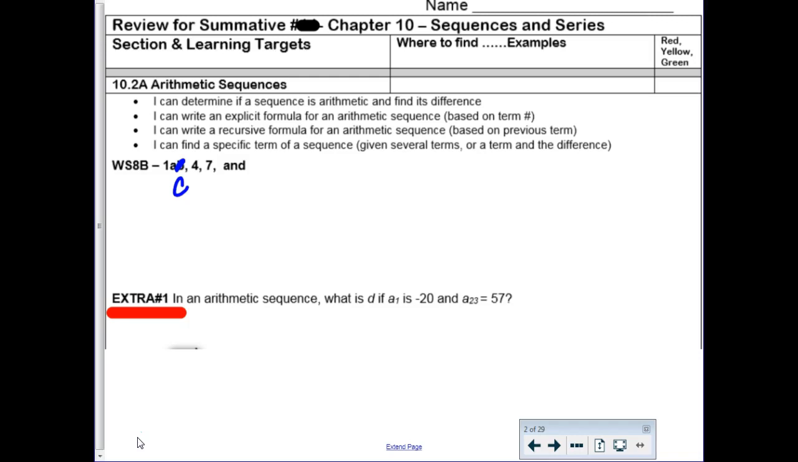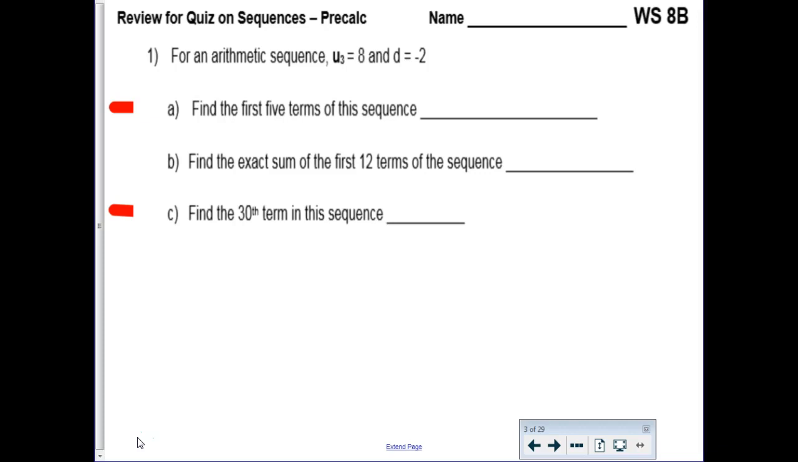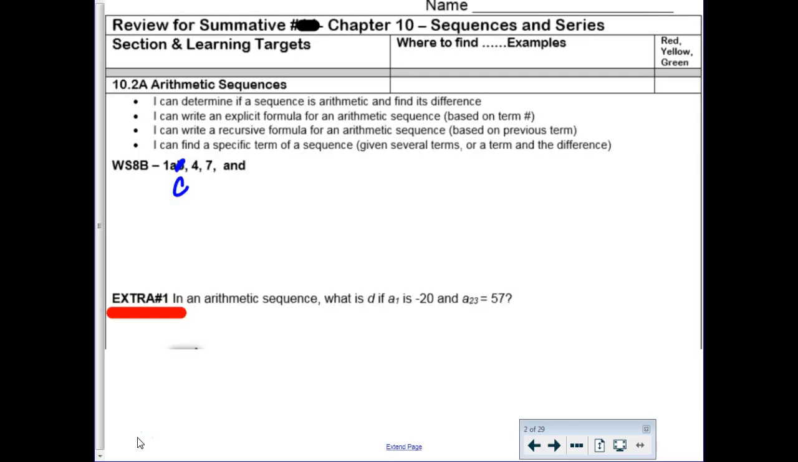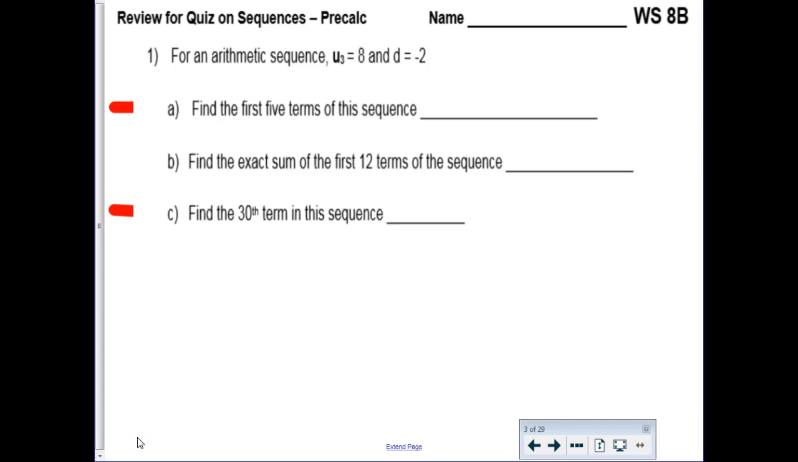And if you look at worksheet 8B, which I think she put them up here, yep. 8B, look at numbers 1, A, and C in particular. So they use U notation sometimes for sequences. Don't be alarmed. That's not the same thing. Well, it is the same thing as A sub n notation, but sometimes your book utilizes U instead of A.